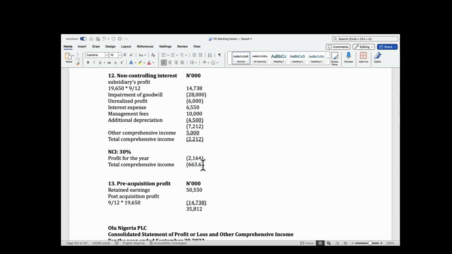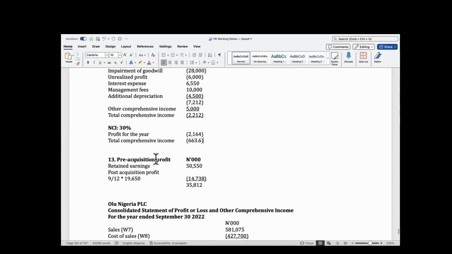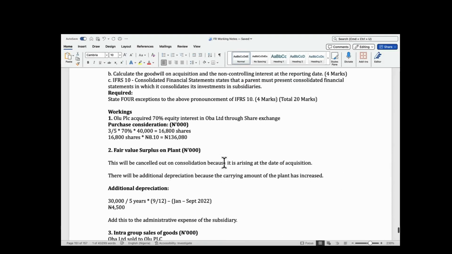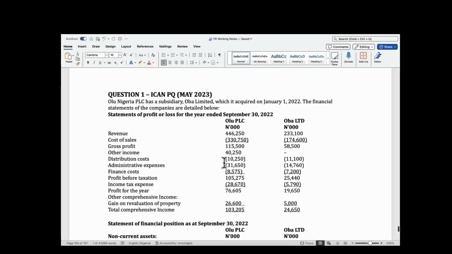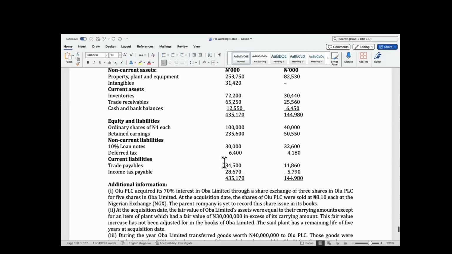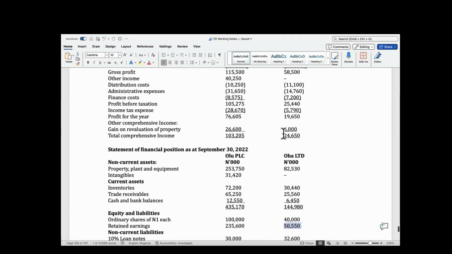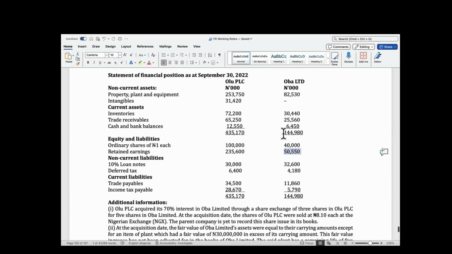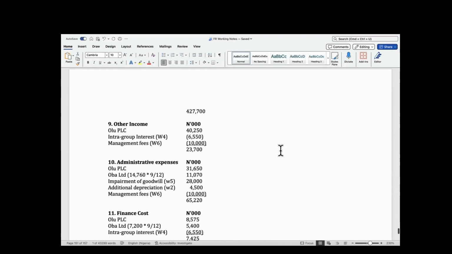Since the question also required us to do goodwill, I know I will need my pre-acquisition profit. And since I acquired this subsidiary during the year, I was given the retained earnings at the beginning from the question. Retained earnings brought forward. Where is it? This one. 550. Not brought forward though. This is at the end of the period. Okay, this is 550.